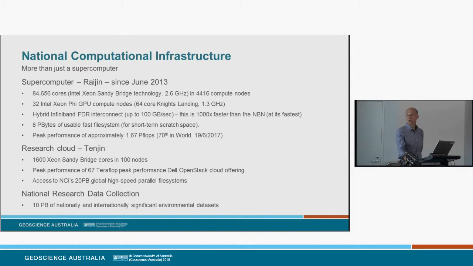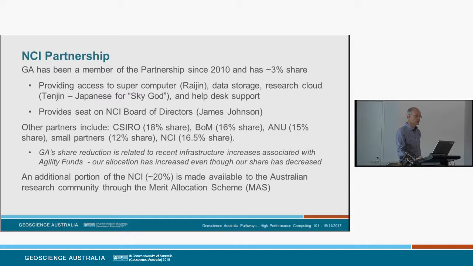Okay? There's also a cloud over at the NCI, Tenjin. Tenjin is the Japanese god of sky, or sky god, thunder god, sky god. We've got a theme here. And then we also have research data collections over there, 10 petabytes, so lots of data, and Alex will talk about data and those things later.